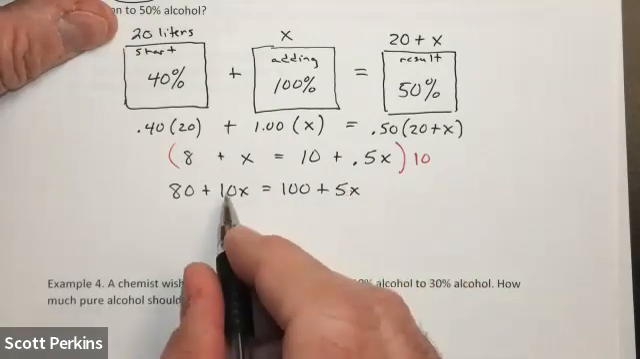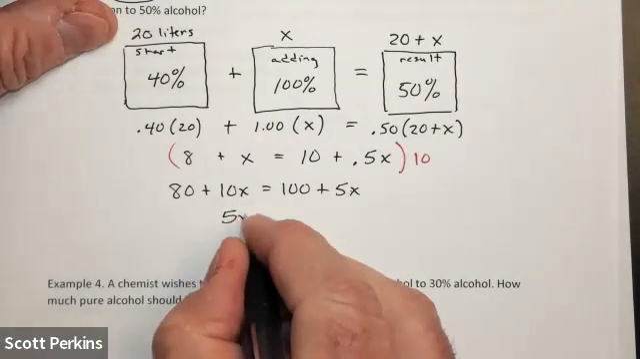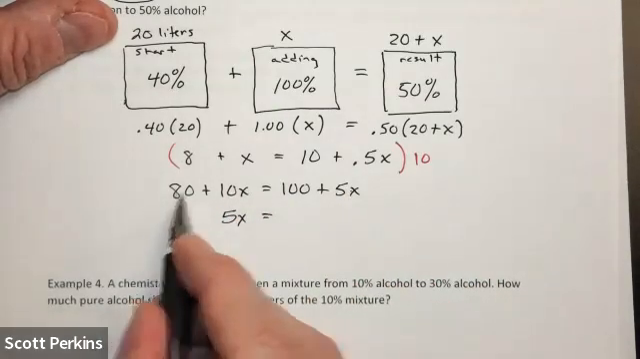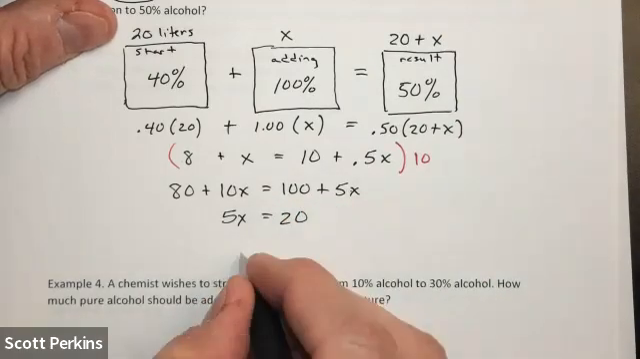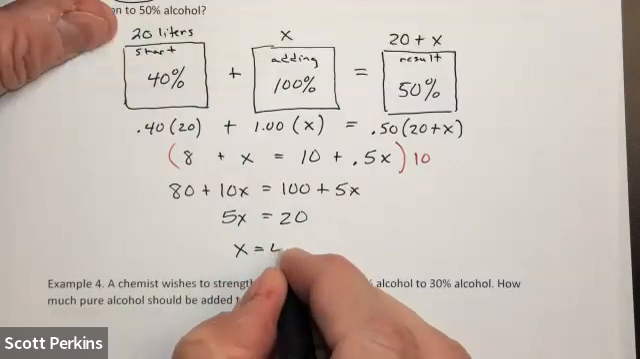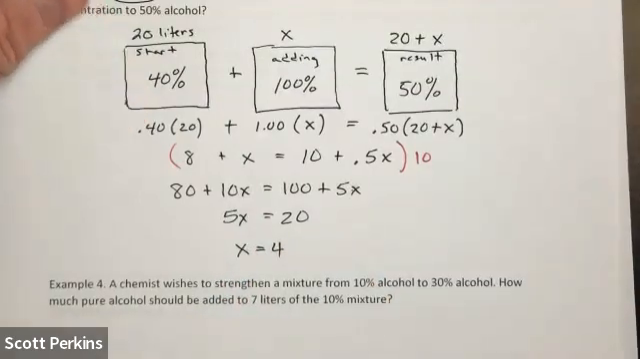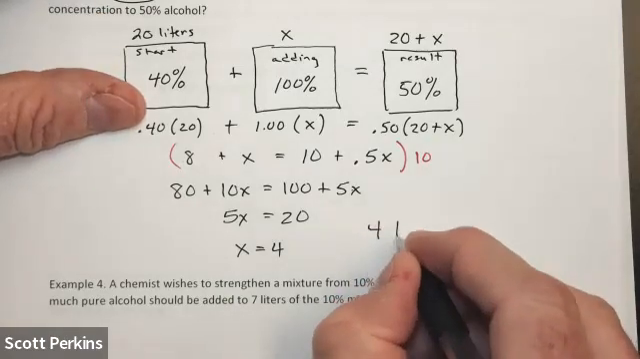I'm going to bring the 5x over to the left by subtracting. That leaves me 5x. I'm going to bring the 80 over to the right by subtracting. That leaves me 20. And it turns out when I divide, x is equal to 4. So let's answer the question. How much pure alcohol? 4 liters.